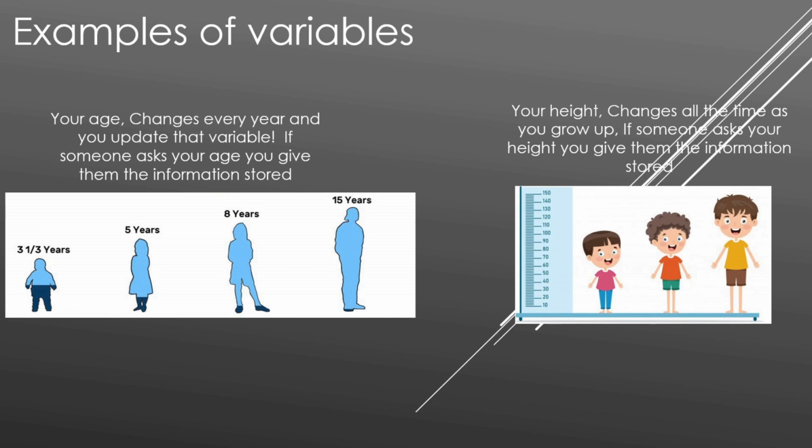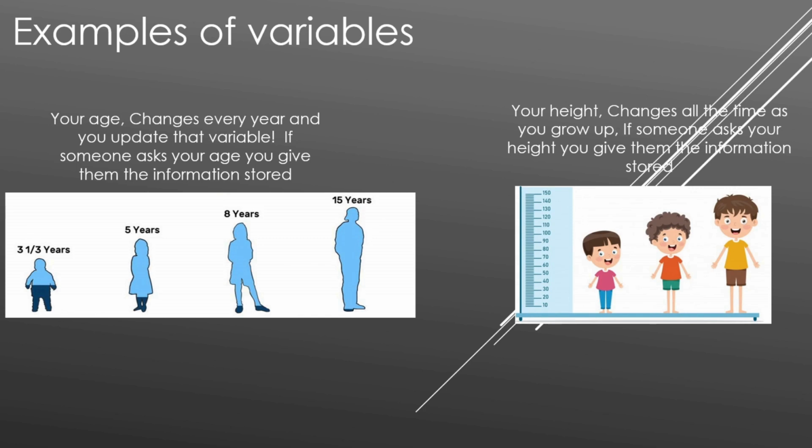And then again, your height. Your height changes all the time as you grow up, and if someone asks you for your height, you give them the information that's stored inside your box. So for me it would be 6'2". So that is the information I have stored inside my box called height. These are examples of variables that you use in real life.